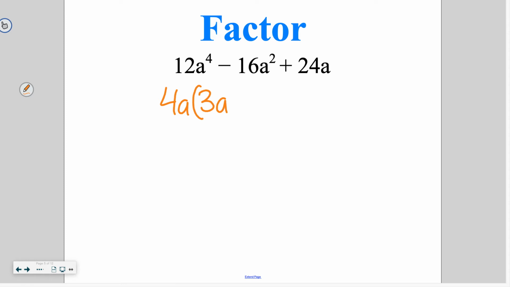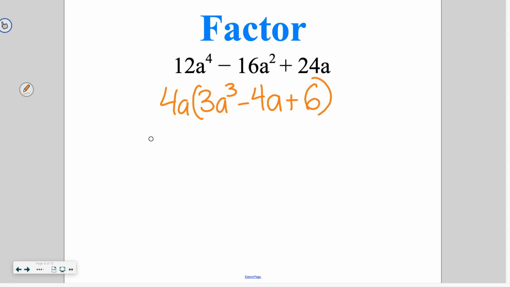Take out an a. I have 3 a's left over. Then I'm going to go ahead in this one, and when I take out a 4, I get 4. And then I've got an a left over. And then plus, when I take out that 4a, I have 6 left over.